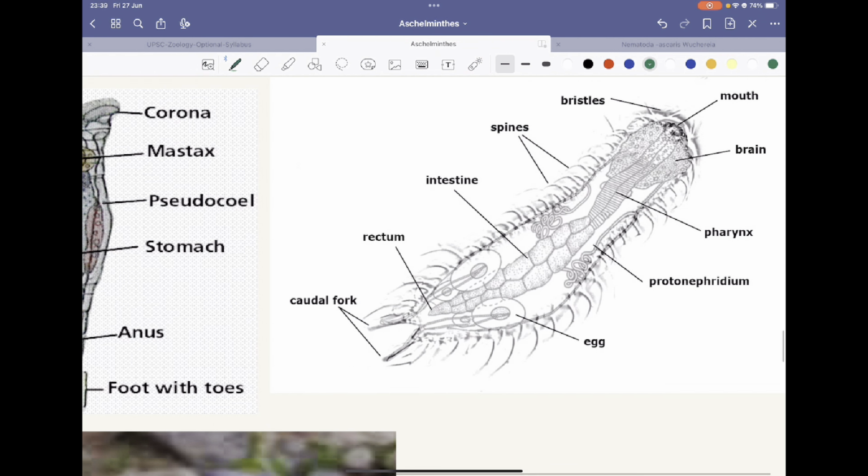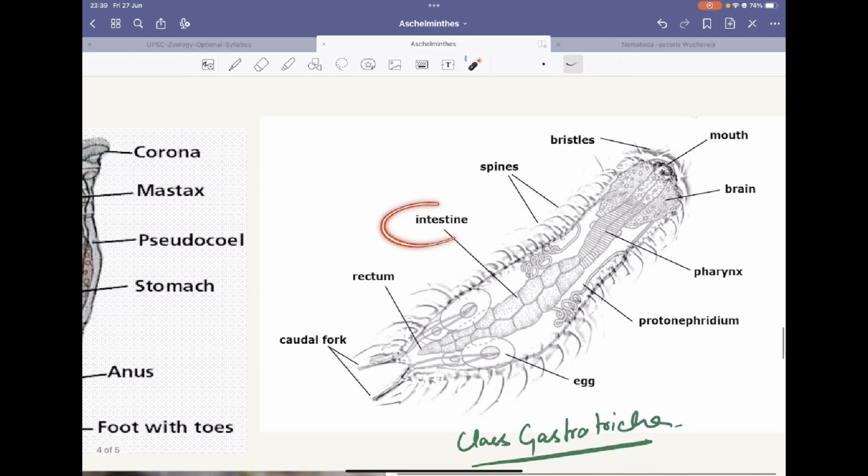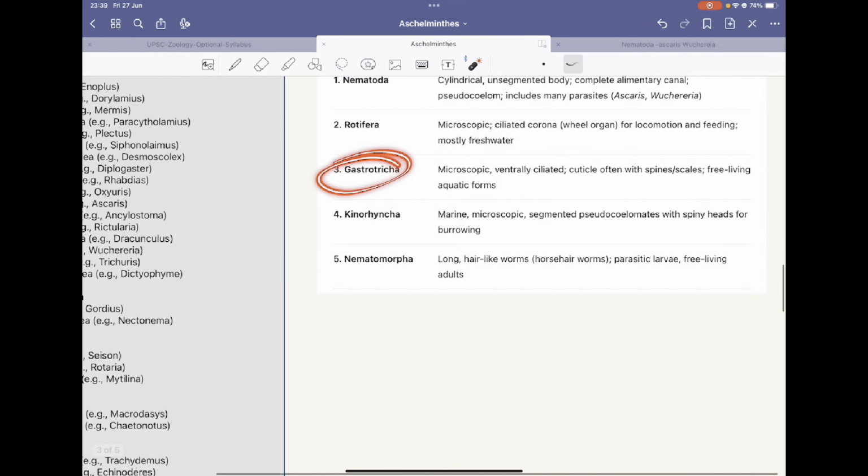So this is the class Gastrotricha. This is a representative organism. You will observe that it has cilia around the ventral surface. There are protonephridia, other organs like intestines, caudal forks, eggs, you can see eggs are present in it, brain, mouth, all other organs are present. So this is Gastrotricha.